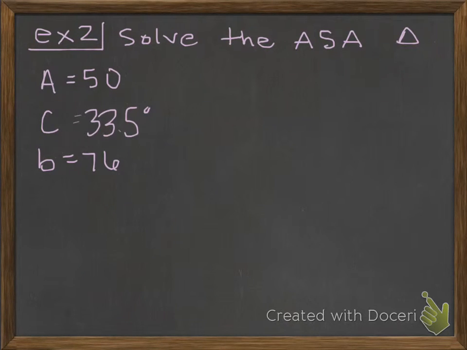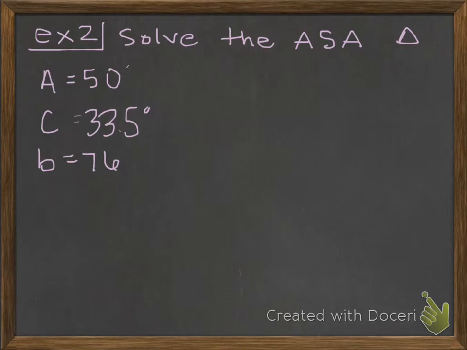So notice the information that's given in the next example. I have angle A is 50 degrees. I forgot my degree symbol. Angle C is 33.5 degrees. And side B is 76. So this example is different than the first one because in the first one I had a pair of matching information. And when I say a pair, I mean a side and an angle that goes together.